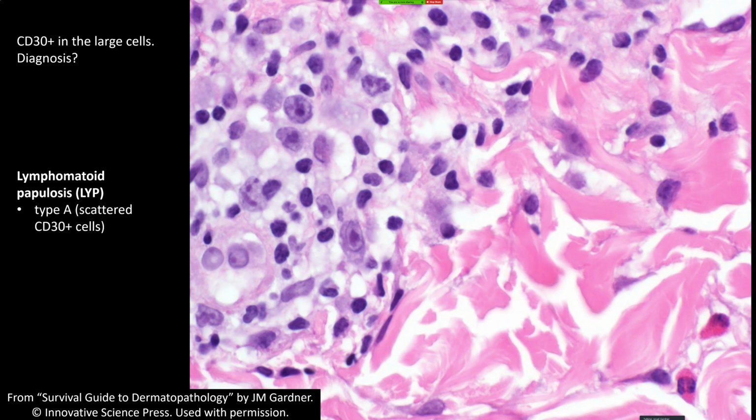So in any case, there's lots of stuff that can be tricky. And telling reactive from neoplastic in lymphoid infiltrates in the skin, to me, is one of the most vexing and difficult and frustrating things, because it's really hard sometimes to be sure.